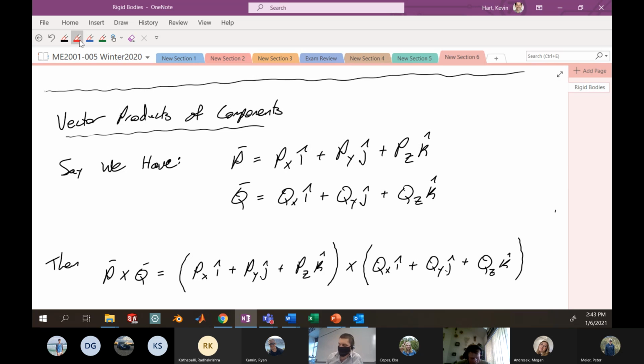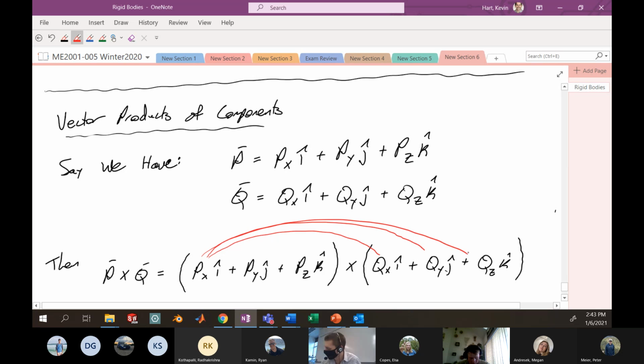So the idea here is I could do Px i crossed with Qx i plus Px i crossed with Qy j plus Px i crossed with Qz k plus Py j crossed with Qx i plus, and so on. You get that I could distribute here and have 9 components in my final distributive cross product with each of the individual components. And I know it's going to be a little cumbersome, but I'm going to write it all out here.